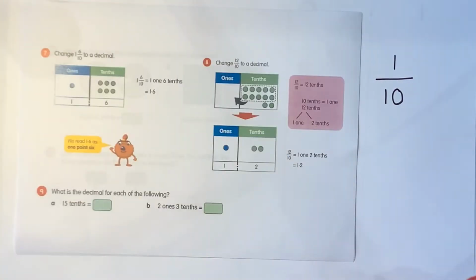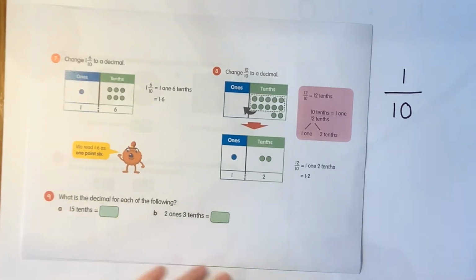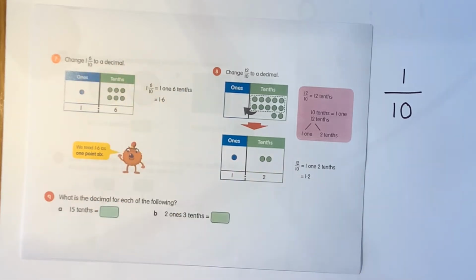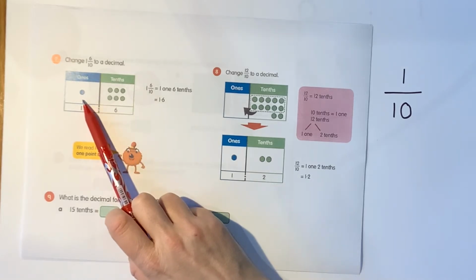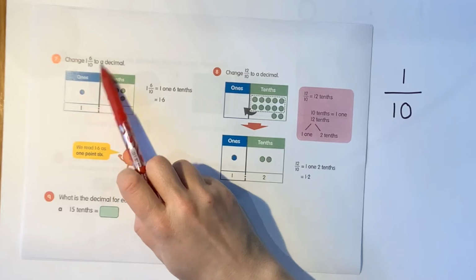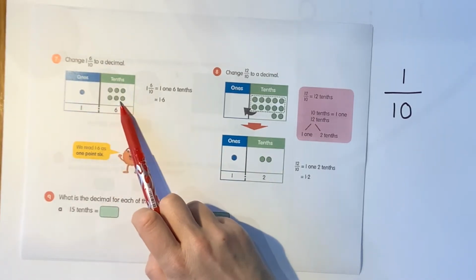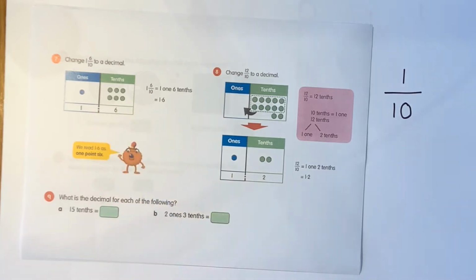Okay, let's have a look at this one then. So now we're looking at mixed numbers. So remember, a mixed number is when we have a whole number and a fraction. It's going to work in exactly the same way, but this time we're going to have some in the ones column because we've gone over 1 whole one. 1 6/10 is 1 whole one and 6/10, or 1.6, okay?